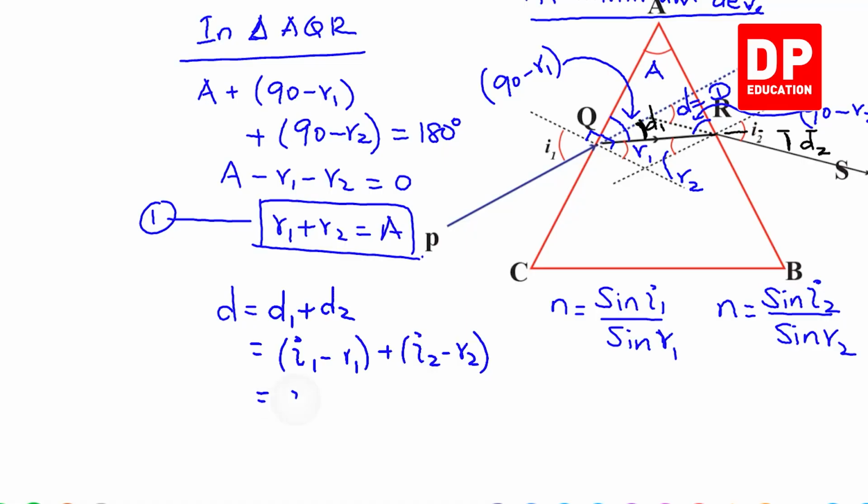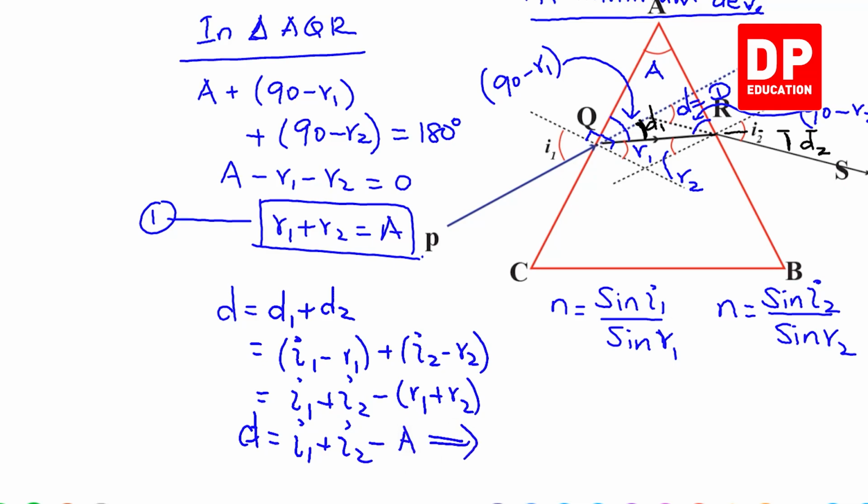Then I can say I1 plus I2 minus R1 minus R2. Well, let's bring it in one bracket: R1 plus R2. D equals I1 plus I2 minus (R1 plus R2), and R1 plus R2 is A.